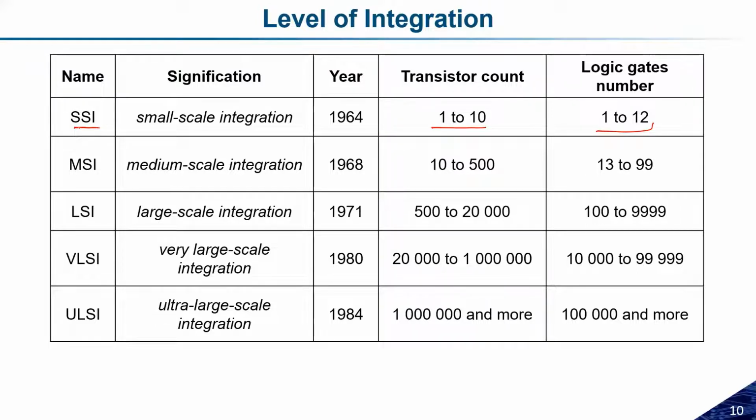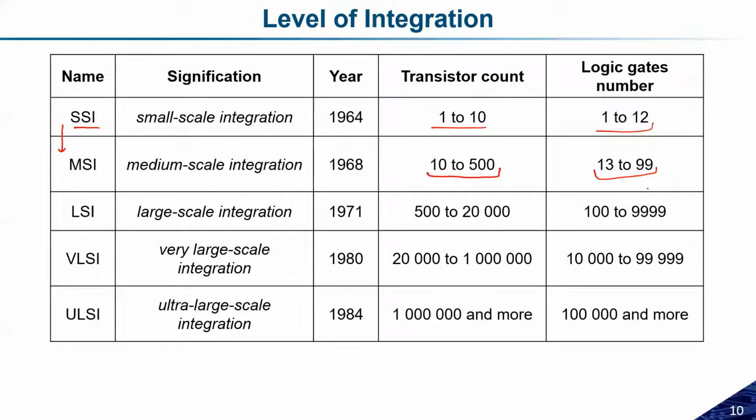If I want to increase more functions, then I have to move ahead from SSI to MSI, which is medium scale integration, having 10 to 500 transistors, whereas 13 to 99 logic gates can be considered under the MSI category.